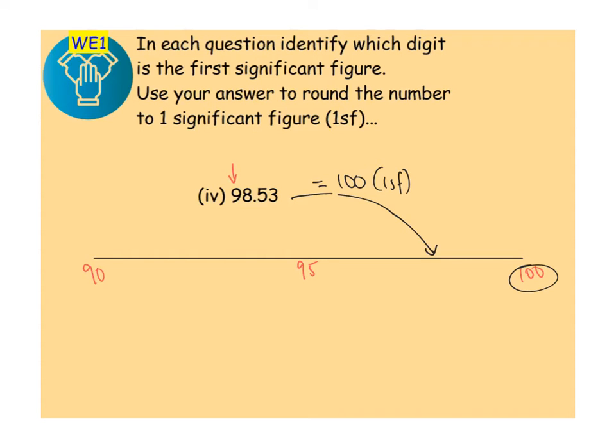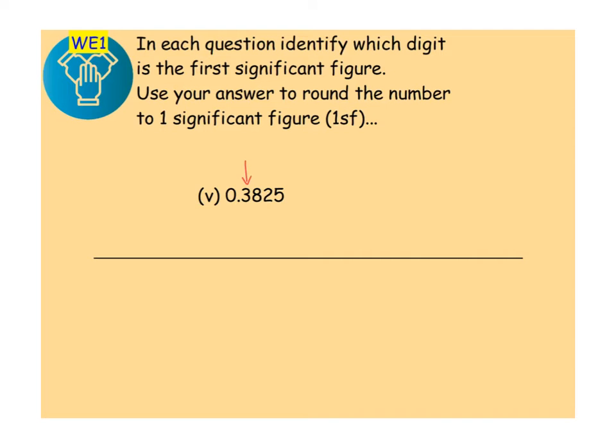Last question from example 1. So again, pause the video, see if you can round this to one significant figure, and I'll go through it. Okay, hopefully you've identified the first significant figure correctly. That was this digit here, the 3, which means my number line needs to go from 0.3 to 0.4. Halfway between those is 0.35, and 0.3825, so the 8 tells me that I need to go up here somewhere, which makes it nearer to the 0.4. So this is 0.4 rounded to one significant figure.